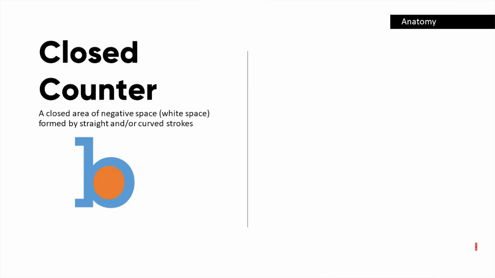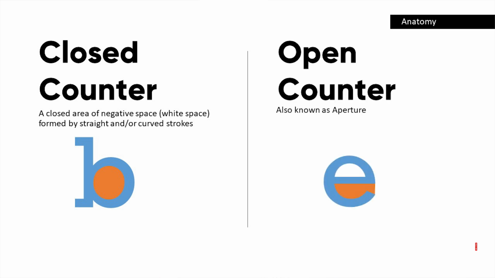We also have closed counter. A closed area of negative space or white space formed by a straight or curved stroke is called closed counter. The space inside our B is called a closed counter. We also have open counter, also known as aperture in some cases. Now, the open space in our E is called open counter. Why? Because the E does not touch the edge all over again, so it is open at that portion.